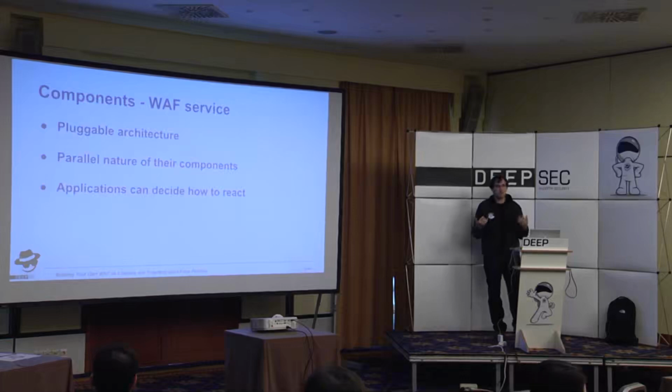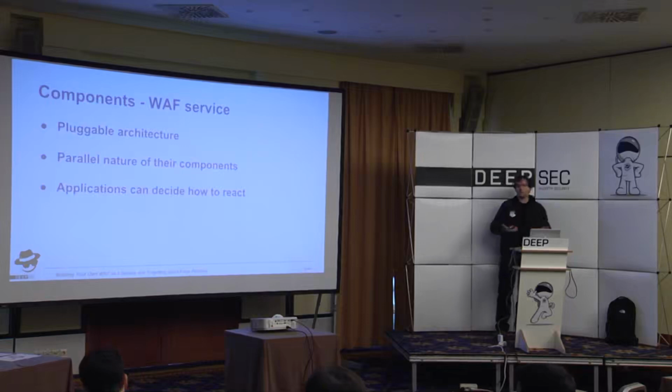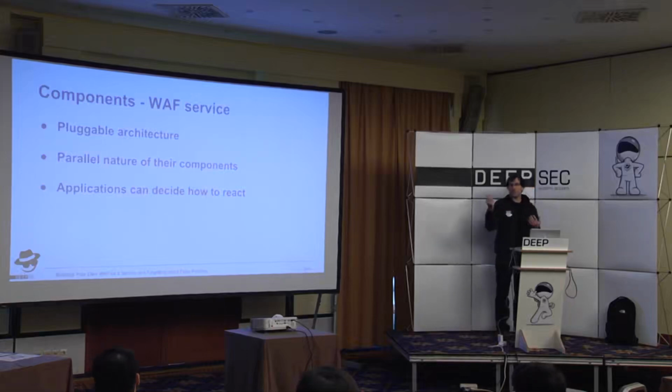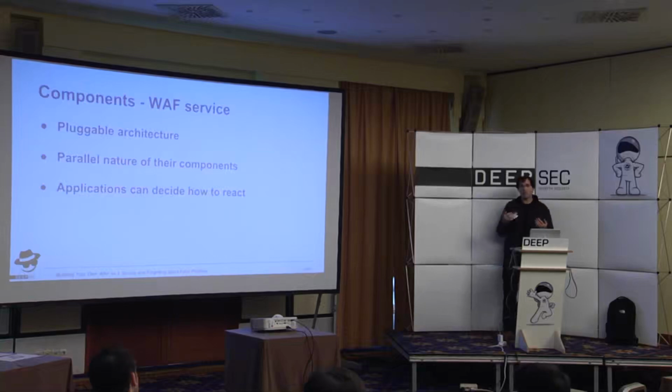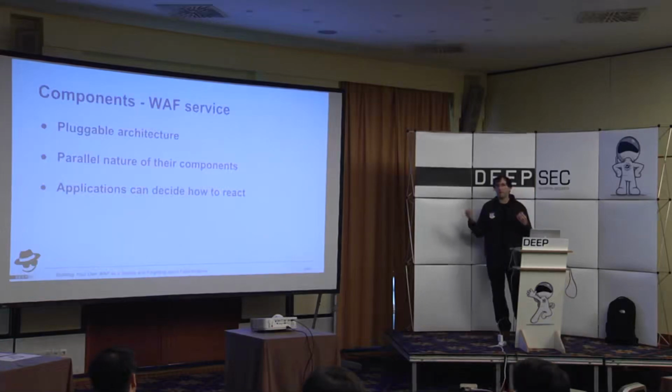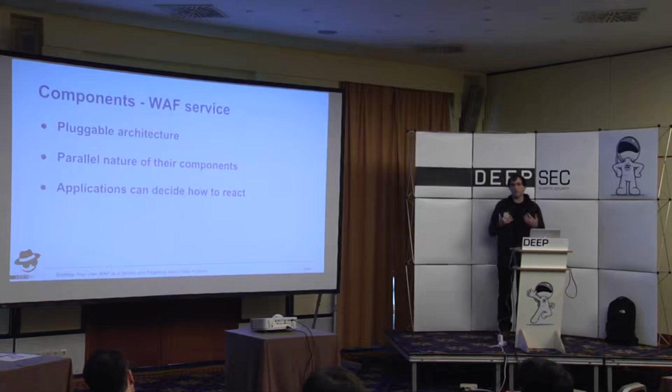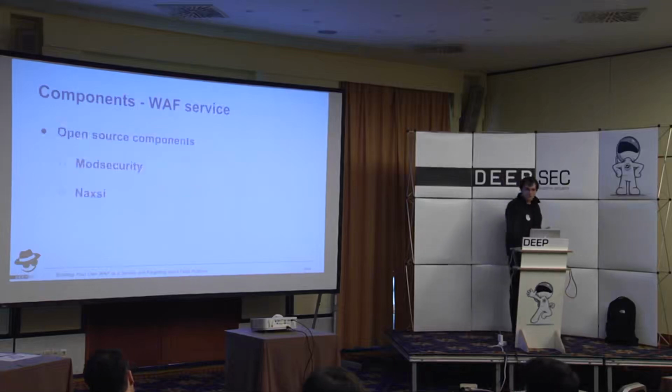Since it's a service, you can have a pluggable architecture where you could have different components behind that WAF service itself. Those components can be parallel, and then you can tell the application, OK, this particular component is saying that this might be an attack, and the application can decide how to react. In the same way, the application might decide which kind of components we want to run for my application itself.